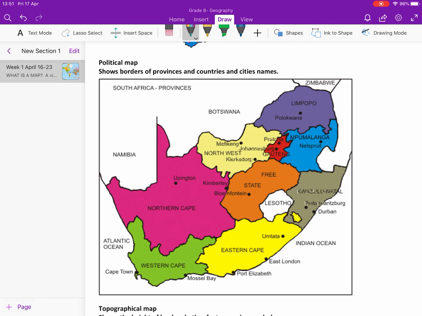Next type of map is a political map. So now a political map, guys, shows us the border of provinces and countries, and it shows us the city's name. So normally the capital city.